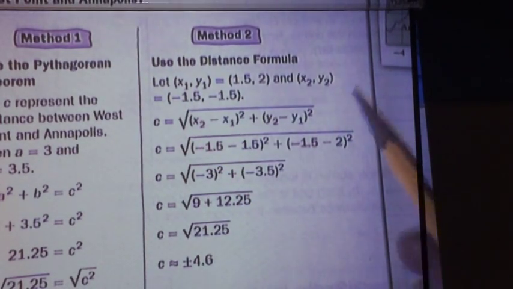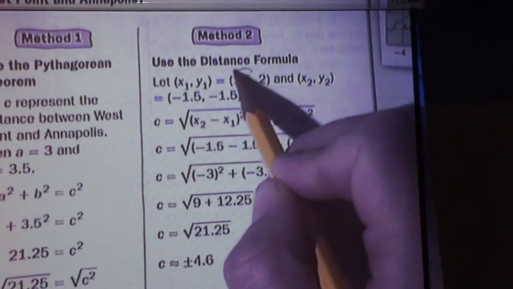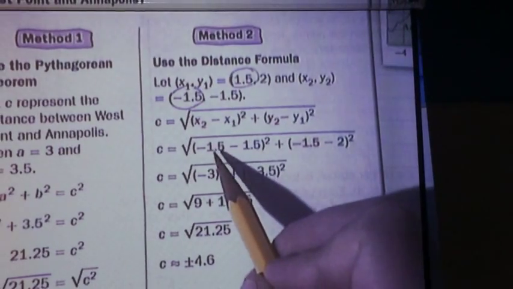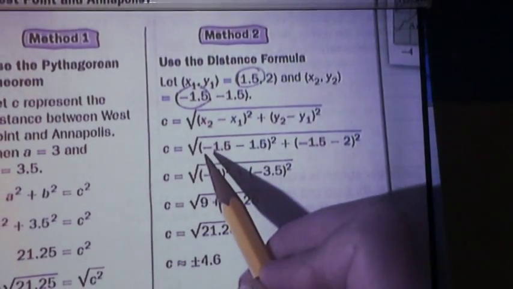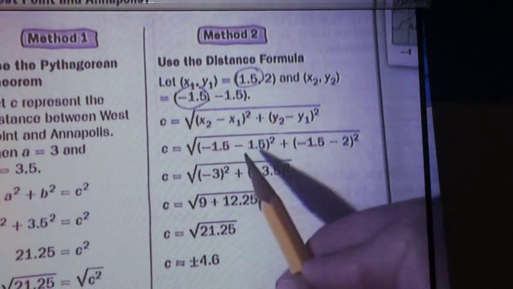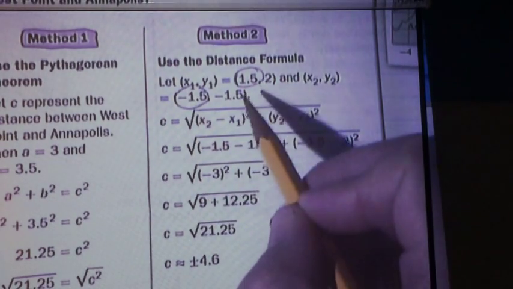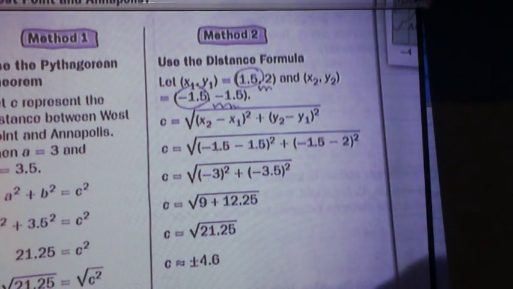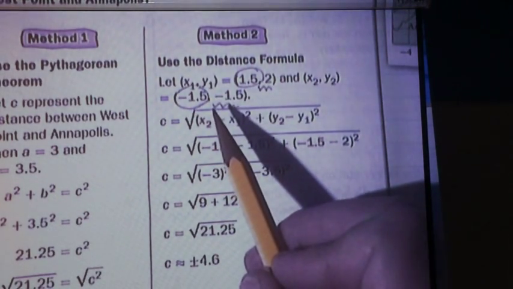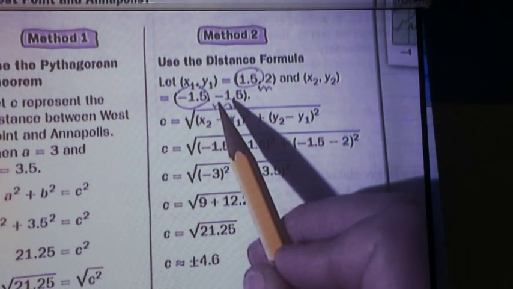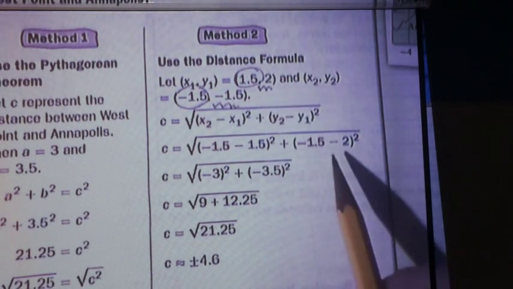First, you're going to use your x values. Your x values will be 1.5 and -1.5. So those are going to get plugged in. We have -1.5 minus 1.5. That quantity will get squared later on. Our y values are 2 and -1.5. We need to start with the same one that we began with in the x coordinates, so we're going to do -1.5 minus 2.